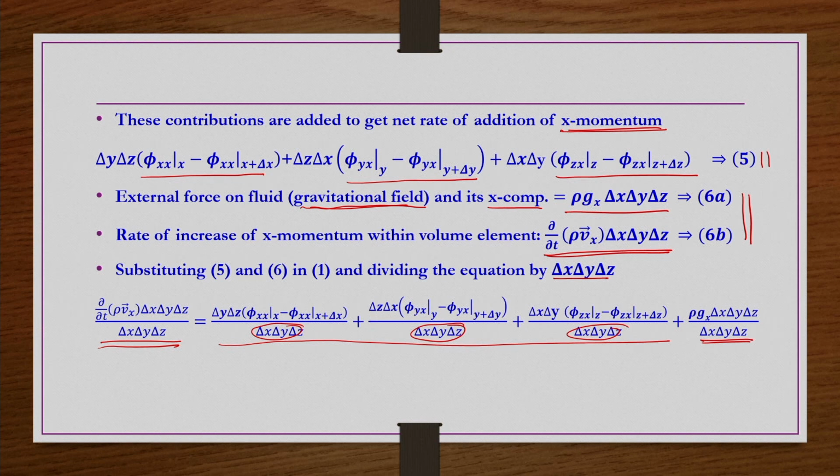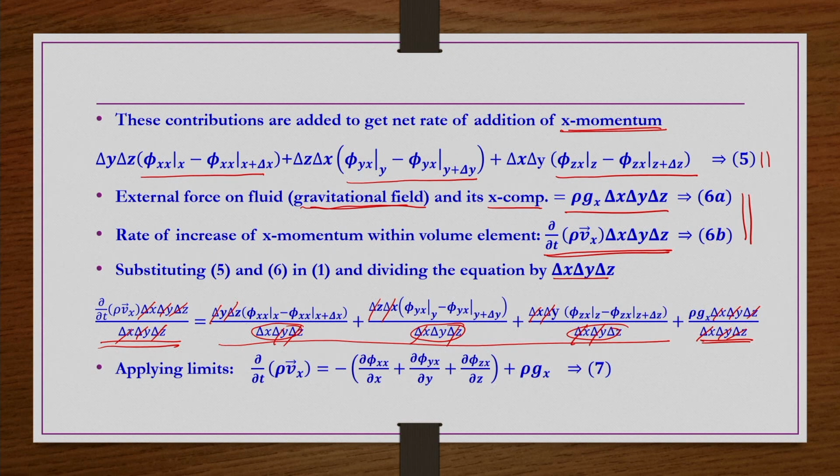Now we can cancel out delta y delta z here, so delta x is remaining. Likewise, we cancel out delta x delta z and delta x delta y in the other terms. And then we apply the limiting conditions of delta x tends to 0, delta y tends to 0, delta z tends to 0, and we have this equation: dou by dou t of rho Vx is equal to minus of dou by dou x of phi xx plus dou by dou y of phi yx plus dou by dou z of phi zx, plus rho gx. This is what we have.